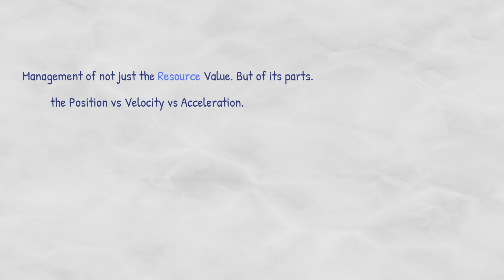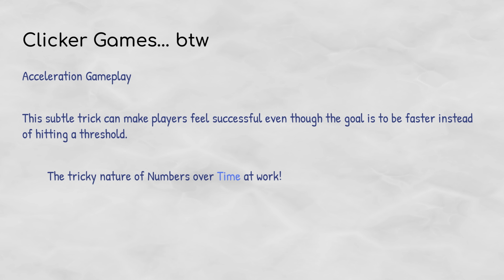The management of not just a resource value, but of its parts, of its position versus its velocity versus its acceleration. We haven't even talked about acceleration. Clicker games are a subgenre of resource simulation that focus heavily on resource acceleration. The goal is not to have a high value or to have a high velocity. The goal is to increase your velocity, making resource acquisition even faster. And the more time not accelerating, the more time players perceive is left on the table. This can trick players into feeling successful by having a high number, even though the goal is to always have a higher number.